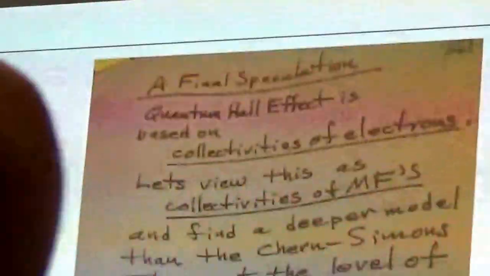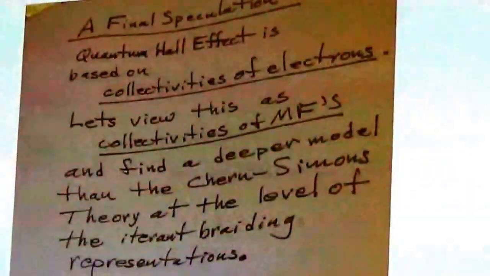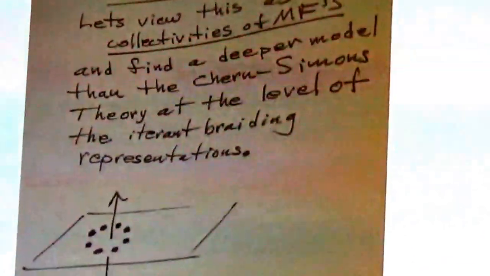And one final suggestion, maybe we would understand the quantum Hall effect better if we thought of the collectivities of electrons in it as collectivities of Majorana fermions, letting each electron do things. I'll stop.